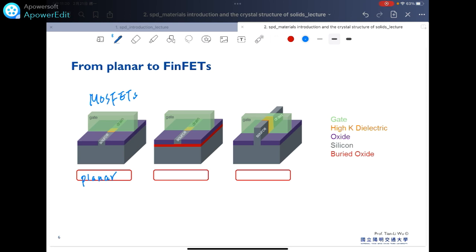And also later on we have the fully depleted SOI, silicon on insulator. So this is SOI here. And also the most advanced one is FinFET.